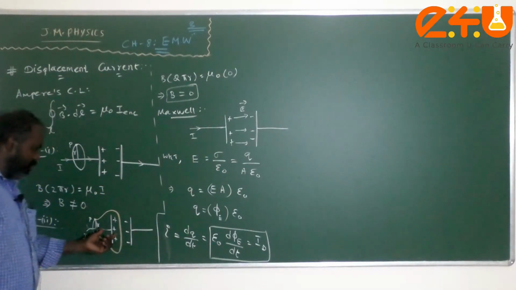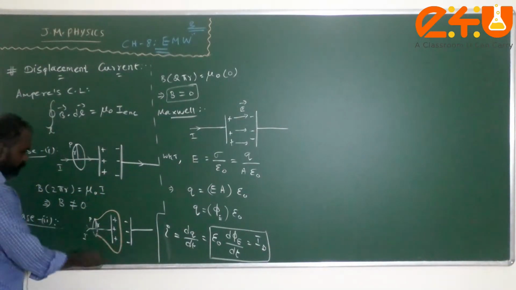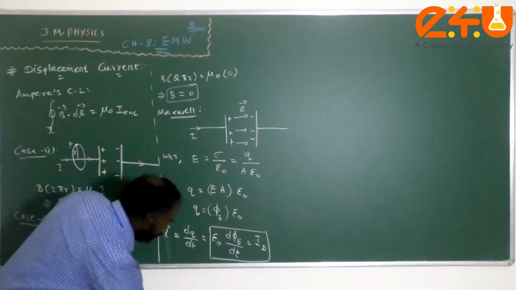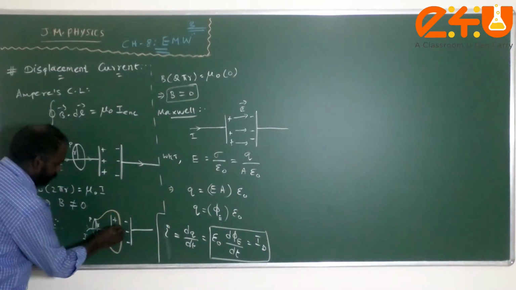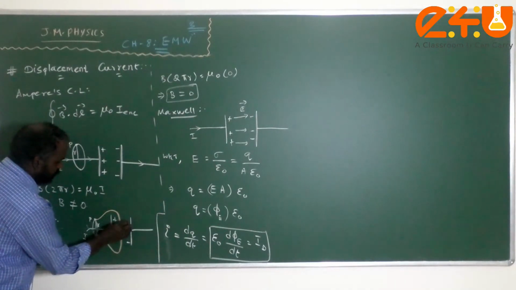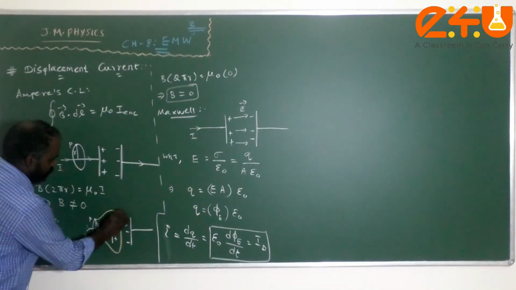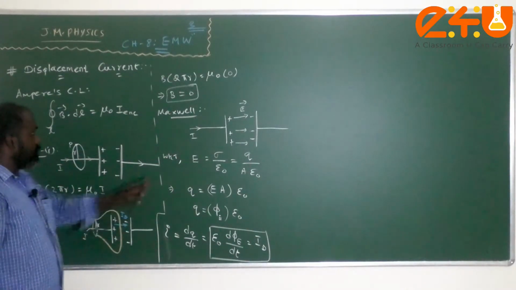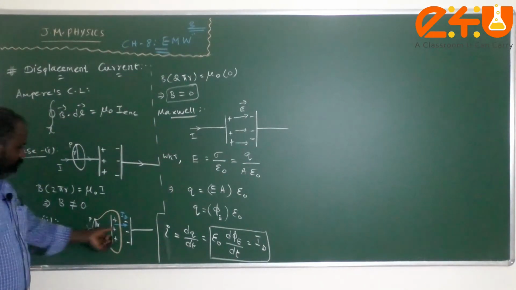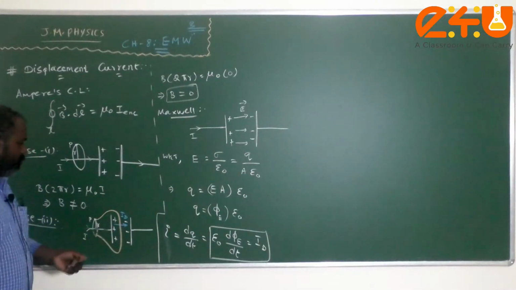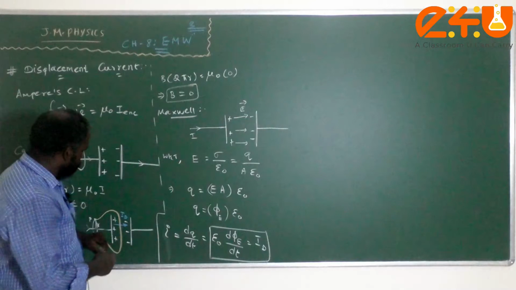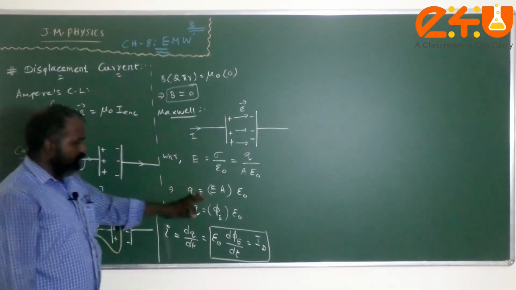Now please come to this case. According to Maxwell, some current exists between the plates of the capacitor. That current direction is shown like this, and that current is called I D, the displacement current. Now please apply Ampere's rule. Some current is coming out through the Ampere loop. Therefore, the current enclosed by the Ampere loop will not be zero. So therefore, the magnetic field will not be zero.